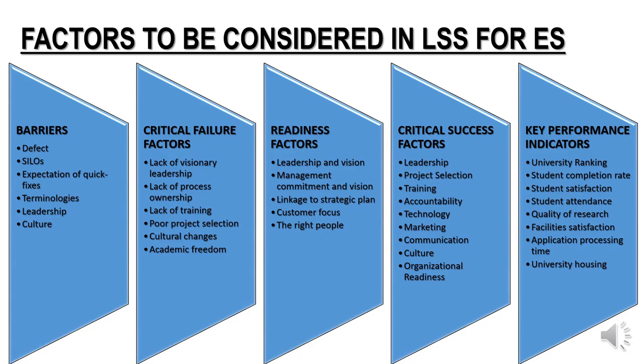For the critical success factors: the leadership, the project selection, the training, the accountability, the right technology, the right marketing, communication, culture, and organizational readiness. Of course, for the key performance indicators: the university ranking, the student completion rate, the student satisfaction, the student attendance, the quality of the university's research, facilities satisfaction, application processing time, university housing.